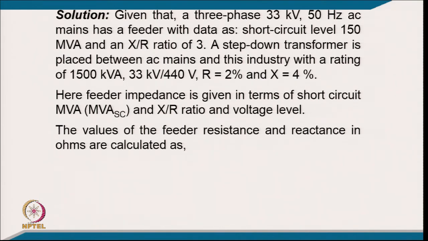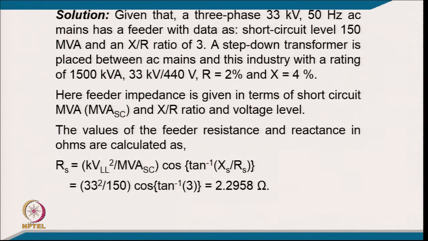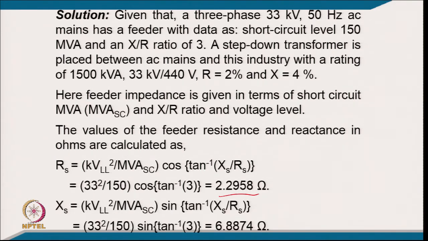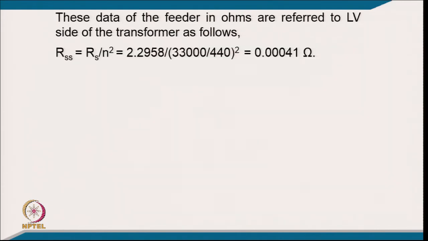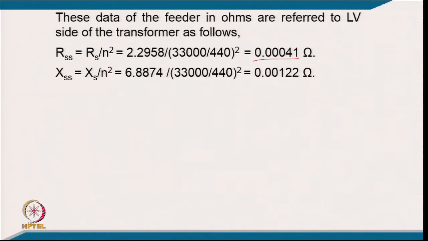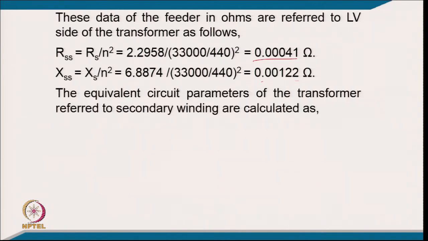The values of the feeder resistance and reactance in ohms are calculated from the relation kV square divided by MVASC. So putting the values here with X upon R, the resistance of the supply comes 2.2958 ohm, and similarly reactance comes 6.874 ohm. These data of the feeder in ohms are referred to the LV side of the transformer, so these are divided by turns ratio square. So it comes like 0.0041 ohm, and reactance on the secondary side comes 0.0012 ohm.